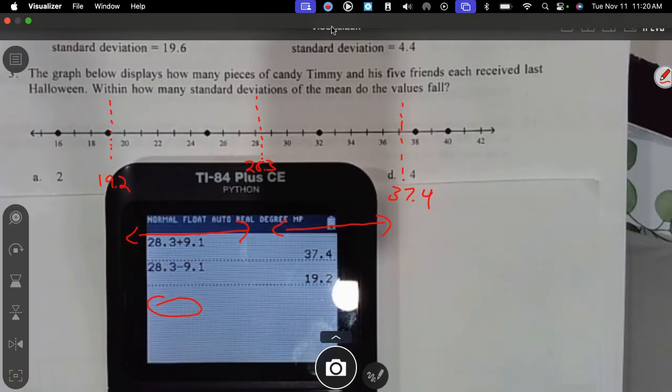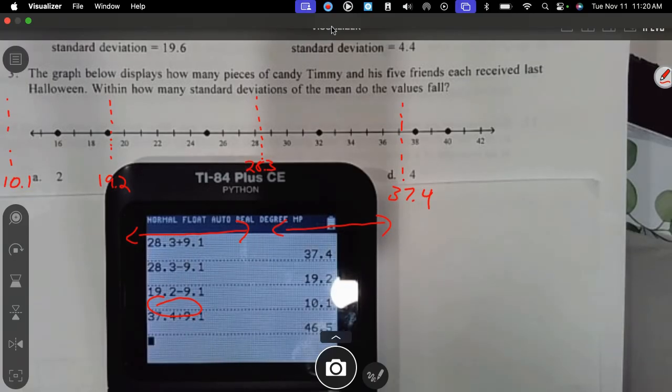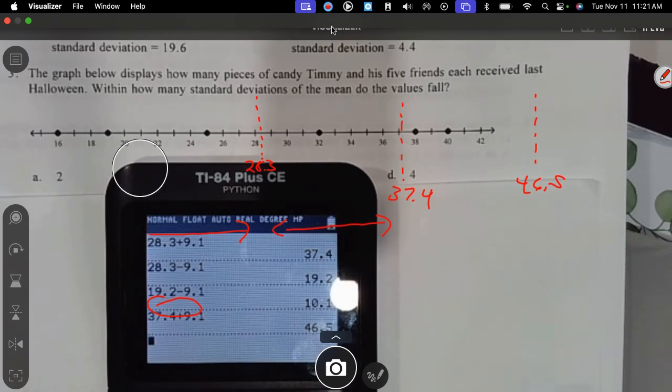The 9.1? Yeah. So I'm gonna take 19.2 and subtract 9.1. That gives 10.1, and that one makes it. Then I'm gonna take 37.4 and add 9.1, and I get 46.5. Does it all make it within 2 standard deviations? It does. So my answer is 2. So you're just adding your standard deviation until they're all in there. That one was 2, within 2 standard deviations.